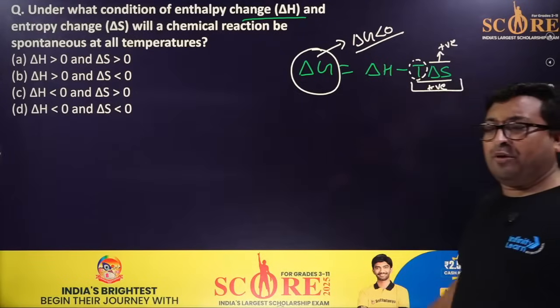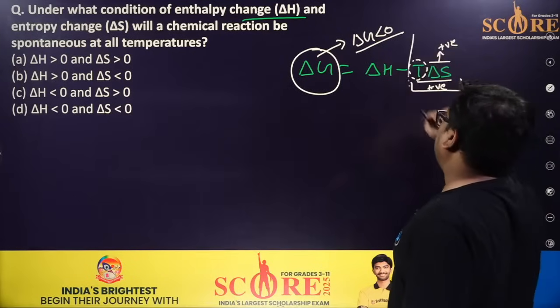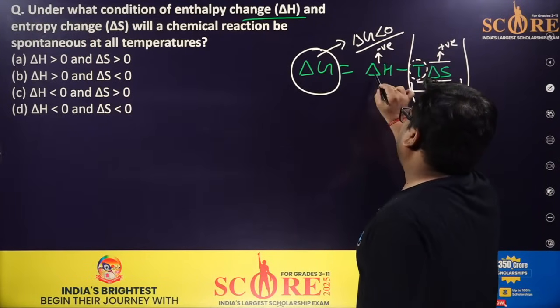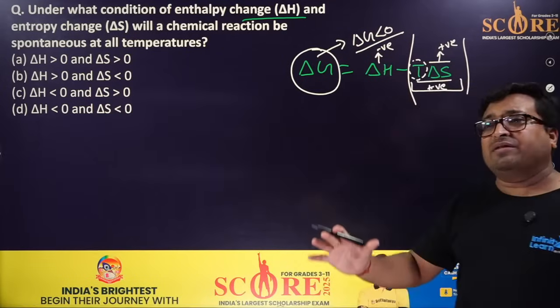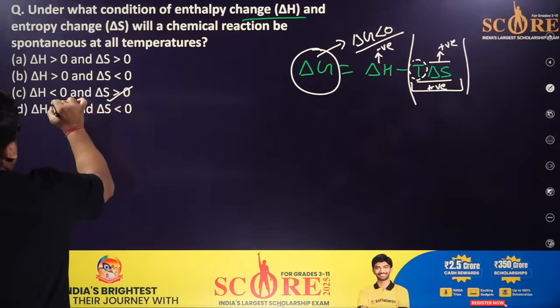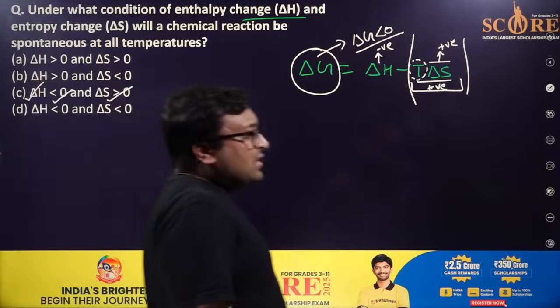Okay Rohit, no problem, I am happy you have tried. So we made this whole term negative. Good. And if it is negative, then negative minus negative will always give negative. So what is the best condition? This is positive and this is negative, so C is the right answer. No problem.